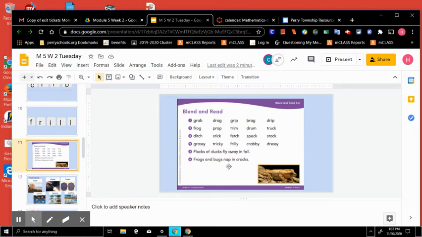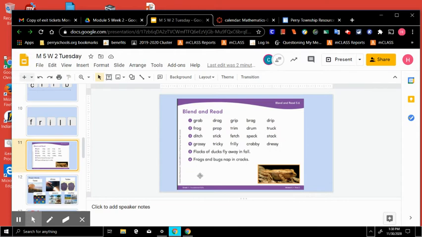Line 4, you can go ahead and try to pause your computer and say it yourself or say it with me. Grassy, tricky, frilly, like your dress when it's all frilly and got frills on it. That's what frilly is. Crabby or dressy. Do you see any words that have the same ending sound in line 4?